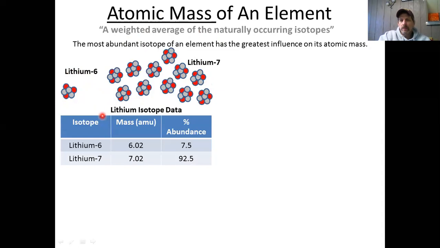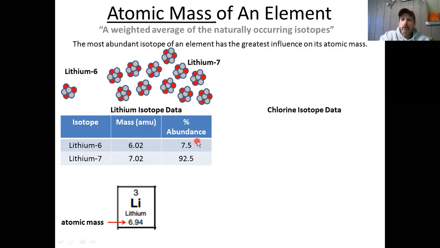Well, the atomic mass, this would be the actual data that scientists have access to. Lithium-6, only about 7.5% of the atoms of lithium are lithium-6. The other 92.5% are lithium-7. So that means the atomic mass for lithium ought to be really close to 7 because most of those atoms are lithium-7. There are some lithium-6, there just aren't many in the natural world.